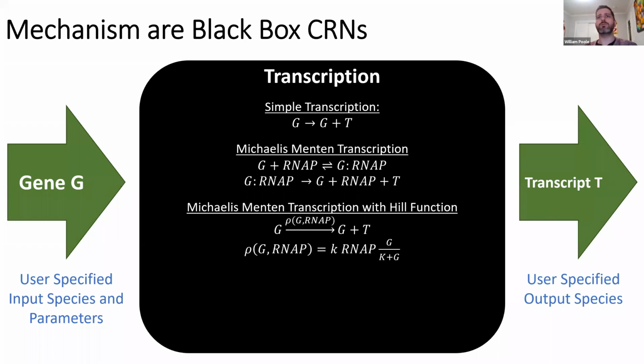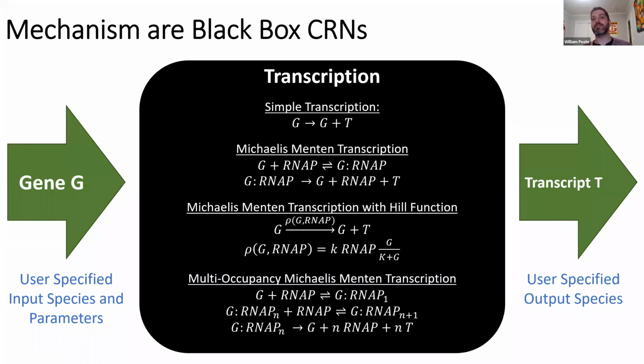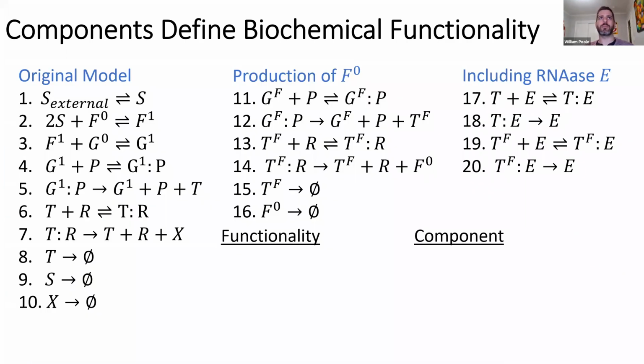Or maybe I want to have a different version of something very similar where the gene produces a transcript, but now I use a Hill function instead of 2 reactions. So now I have this positive Hill function with my maximum rate being the amount of RNA polymerase. Or maybe I want to actually include multiple occupancy where a gene can bind to multiple RNAPs at the same time. These are all valid transcription mechanisms. And as soon as I say that the gene G is transcribable, with Biocompiler, I can very quickly change which one I'm using inside of my model.